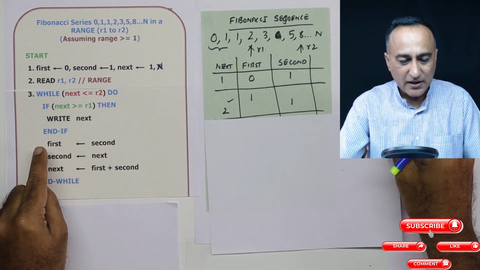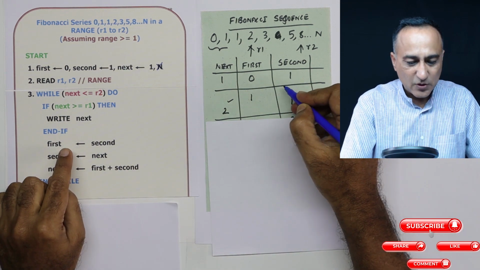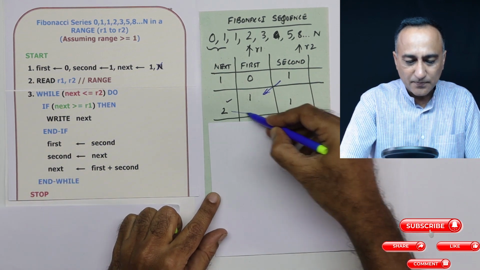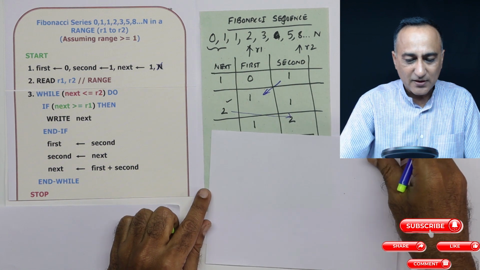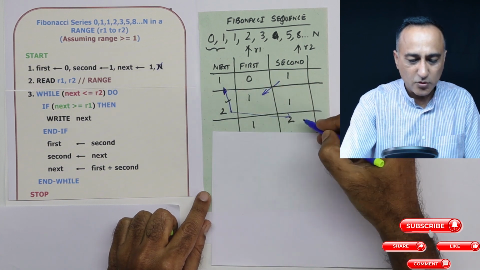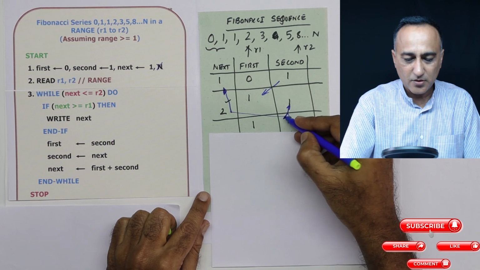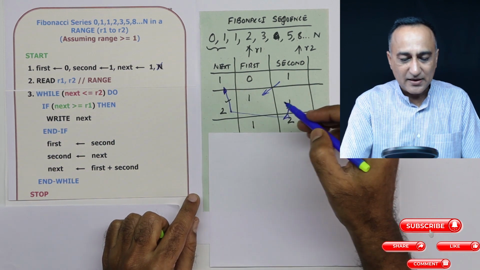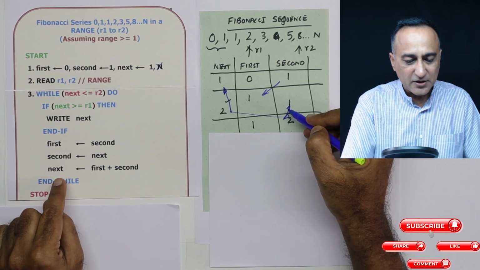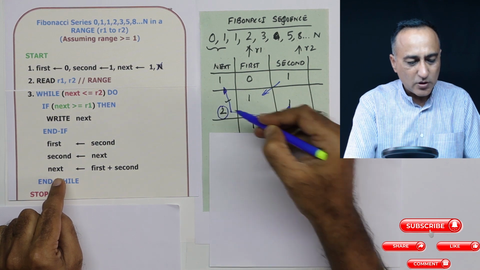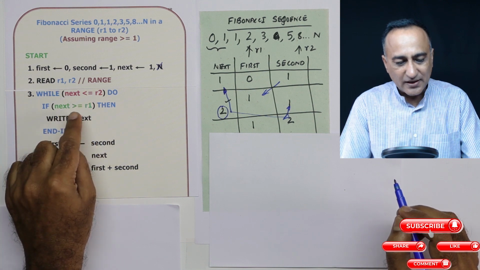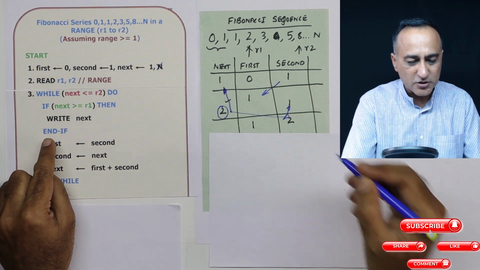I come here. The value of second has gone to first, and the value of next will be going to second. Now what will happen to next? Next will be 1 plus 1, which is going to be 2, as you can see here. Now, is 2 less than or equal to 8? True. Then is 2 greater than or equal to 2? True. So on the output screen, 2 is going to be printed.